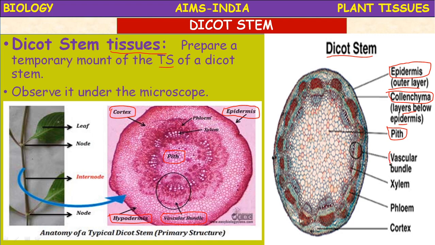Then the pith actually consists of parenchyma, and remaining collenchyma is also present. Then vascular tissue consists of xylem and phloem, which is called transport tissue. Okay, this is the ground plan, meaning you can see more of the ground tissue. So by studying this dicot transverse section, we see different types of tissue.